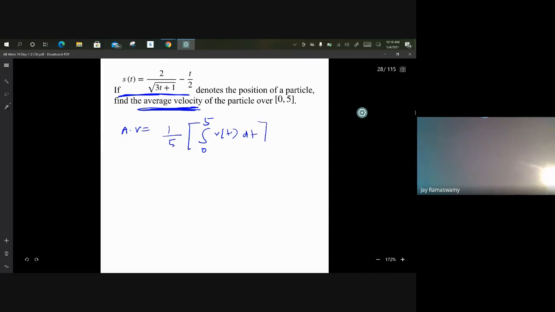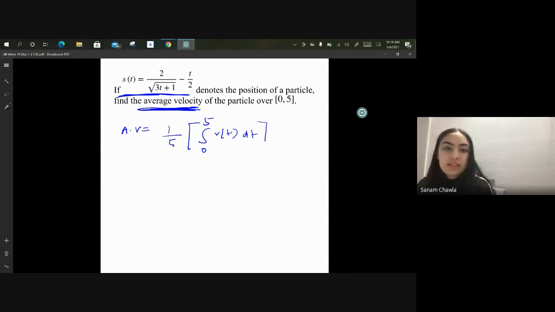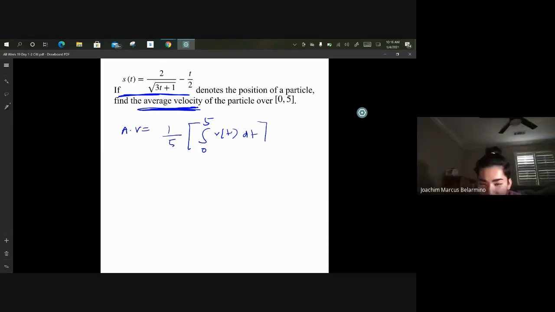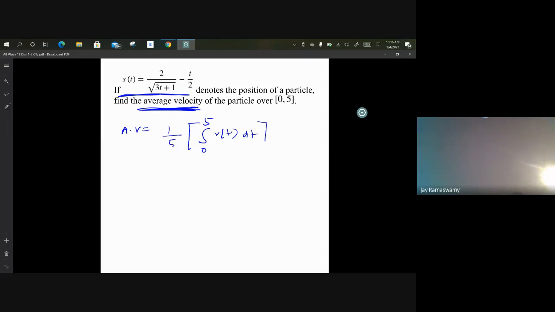Stop. Next step. v of t is s dash of t. Is there a mismatch? Yes. You need to ask yourself that question. Is there a mismatch? Yes. Okay, write the next 2 steps yourselves. Look down. Write the next 2 steps yourselves.